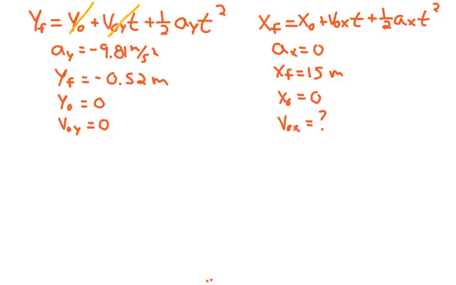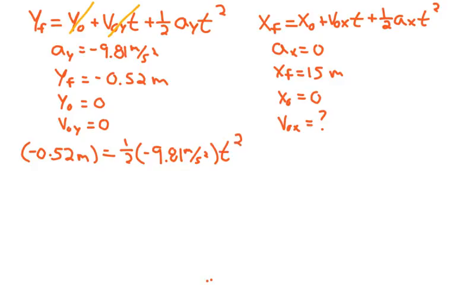Alright, so I've got yf here that I can plug in. So I've got negative 0.52 meters is equal to 0 plus 0, I'm just going to leave those off, is equal to 1/2 times the acceleration in the y direction, which is just the acceleration due to gravity, so negative 9.81 meters per second squared, times t squared.